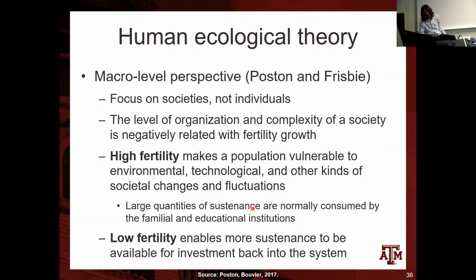Large quantities of sustenance are normally consumed by the familial and educational institutions. So for societies that have really high levels of fertility, we will have to have more technological changes to produce more for our families. And we're going to have to invest in education institutions to provide knowledge to our children.